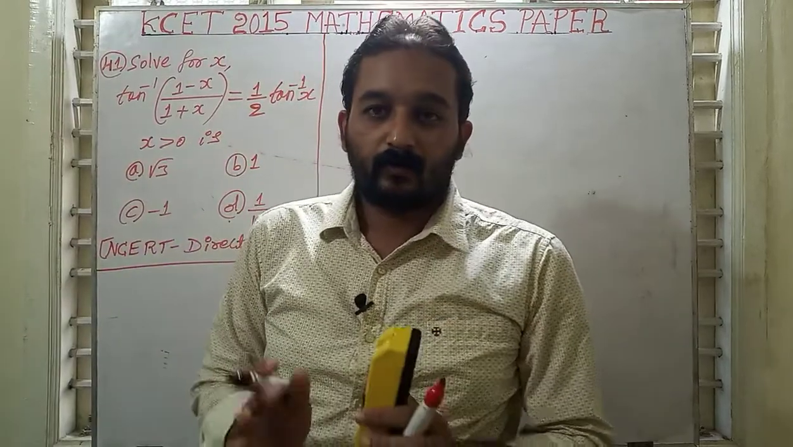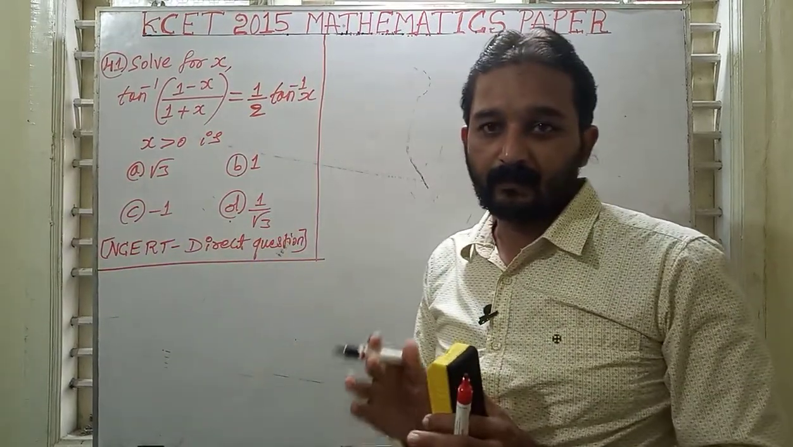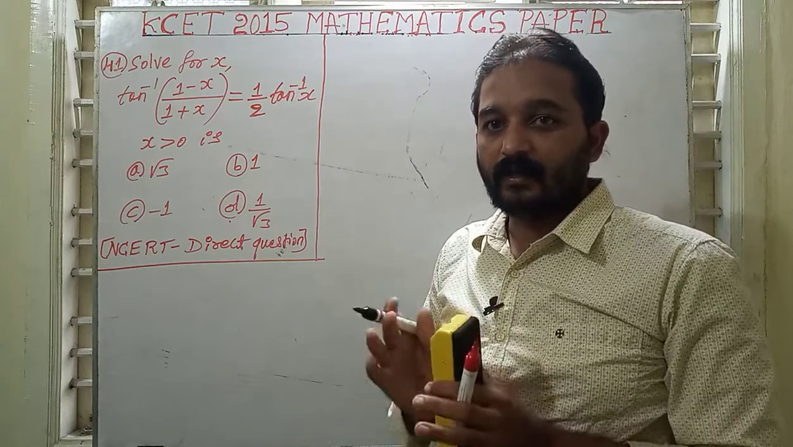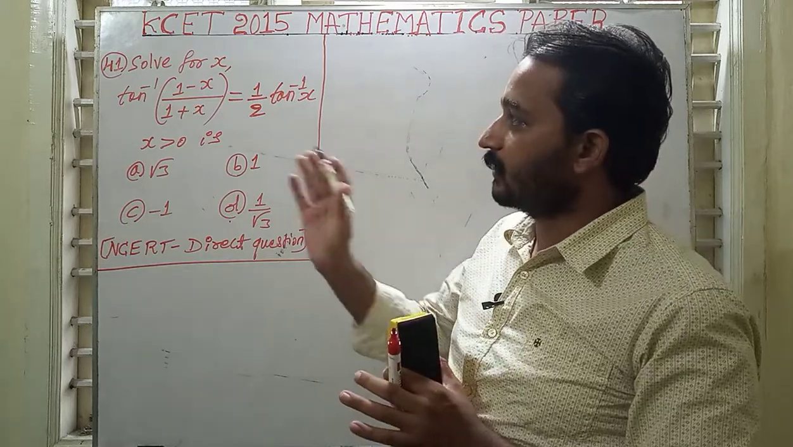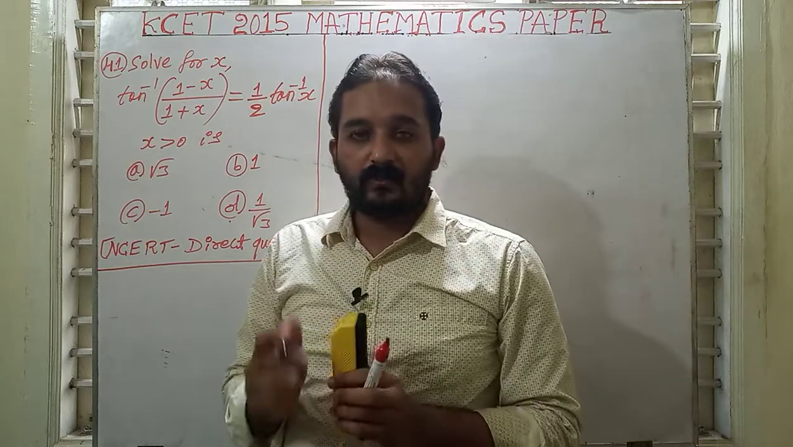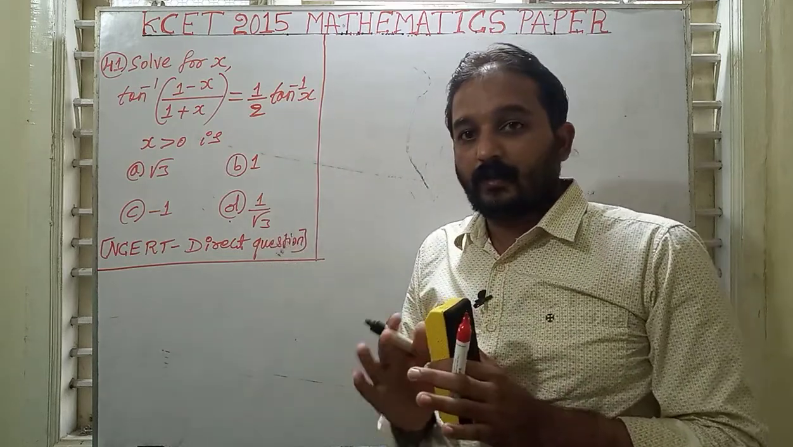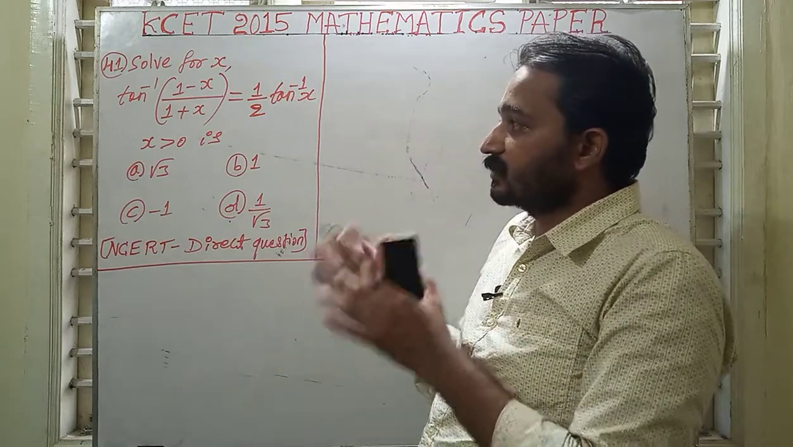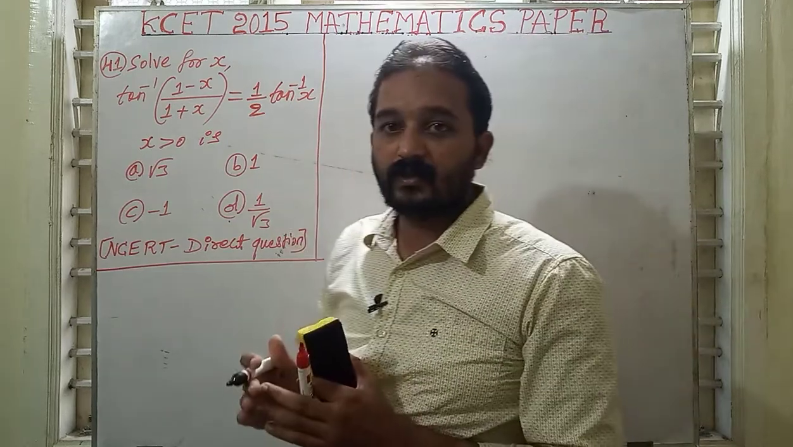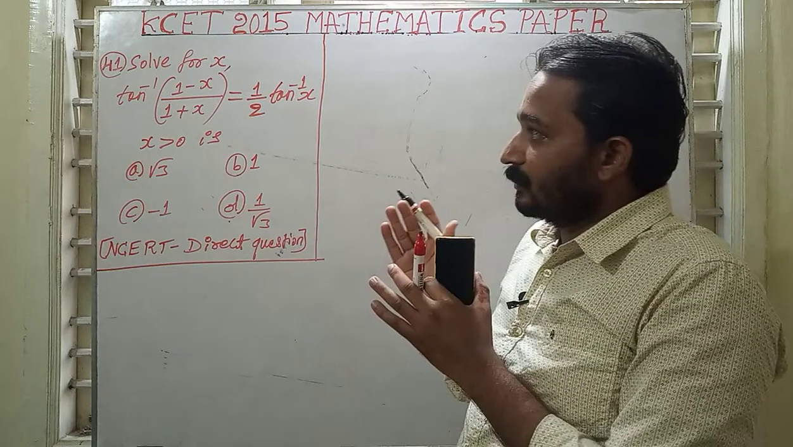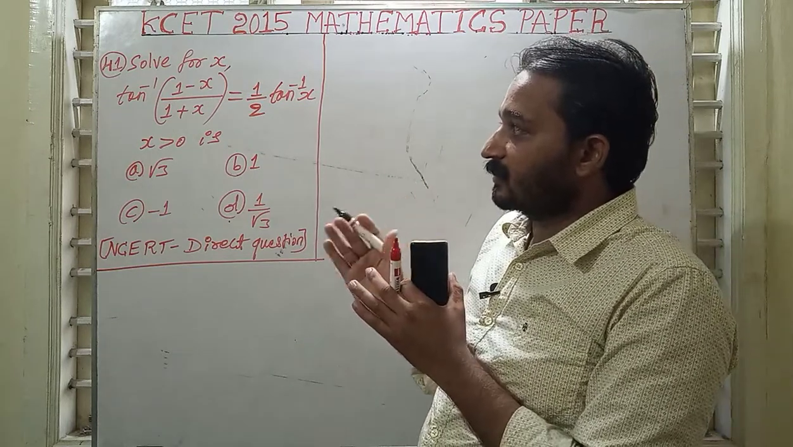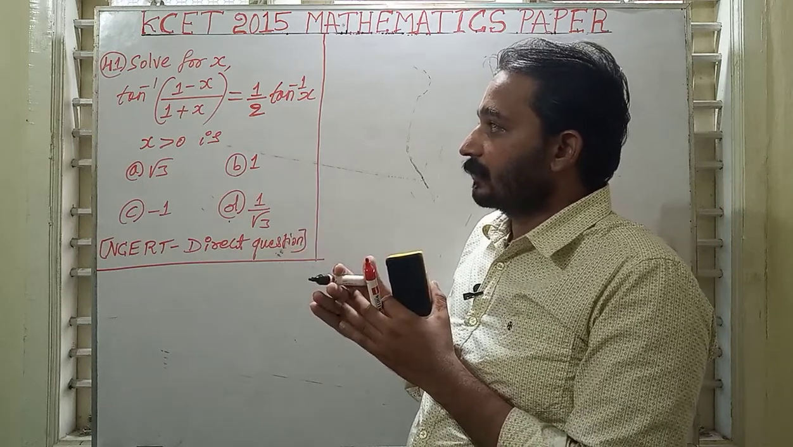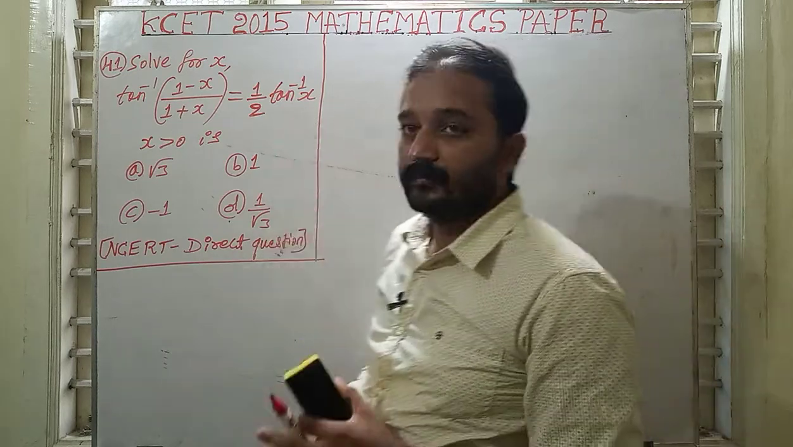So in this video I am going to solve KCET 2015 paper part 5 from question number 41 to 50. Now let us move on to the first question, question number 41, based on the chapter inverse trigonometry, particularly solutions of the equation. Usually there are 1 to 2 questions in the KCET question paper on this chapter.